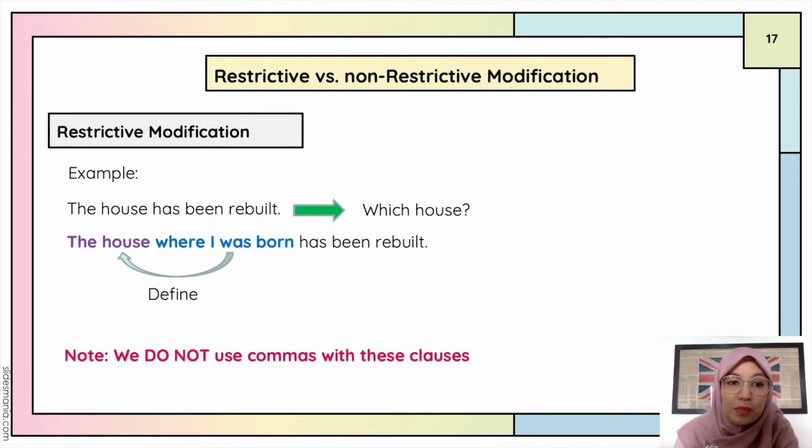The house has been rebuilt. But which house? The next sentence. The house where I was born has been rebuilt. When we add the phrase where I was born, the sentence is complete because we now know which house has been rebuilt. The house where I was born. In restrictive modification, we do not use commas with these clauses.